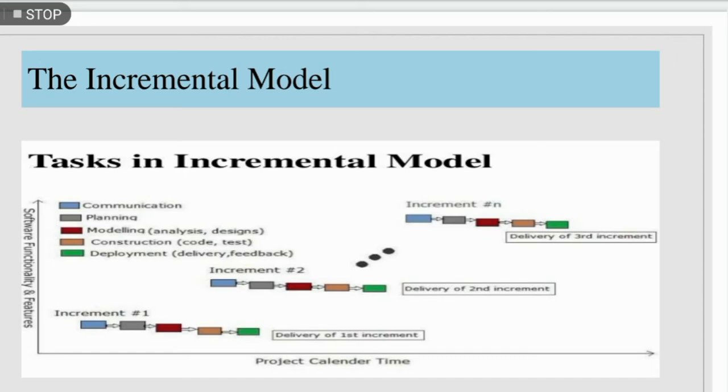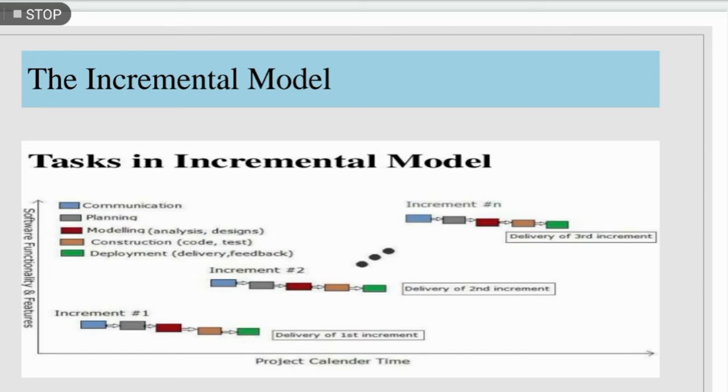When to use the incremental model? If the requirements of the system are clearly understood, when demand for an early release of a product arises, when software engineering teams are not very well skilled or trained, when high risk features and goals are involved. Such methodology is more in use for web applications and product based companies.